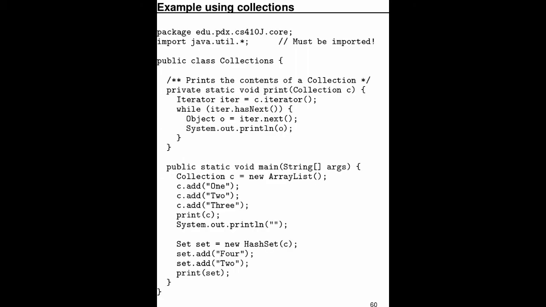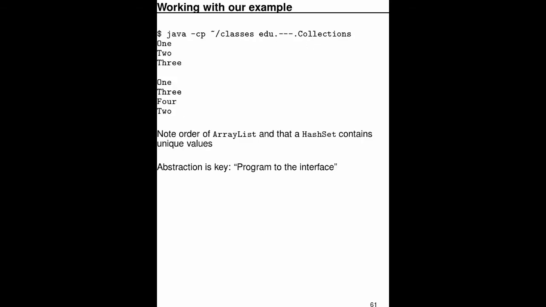Now note, I called the add method 5 times. But at the end of the day, there's only 4 elements in the hash set. Why is that? Because when I added the string 2 for the second time, the hash set, which guarantees that all of its elements are unique, determined that the string 2 was already contained in the hash set and didn't add it a second time. So as a result, there are only 4 elements in the collection, even though I've called add 5 times.